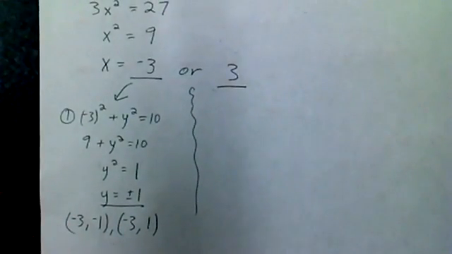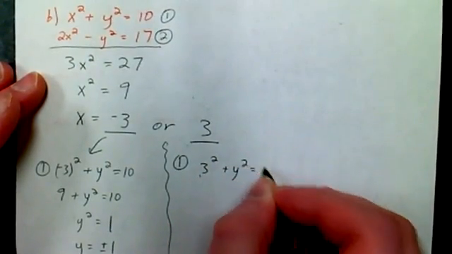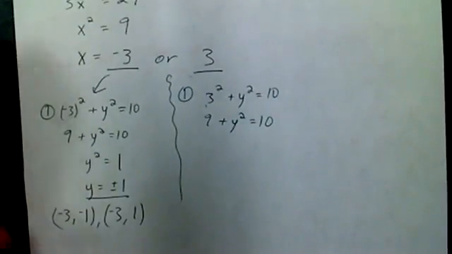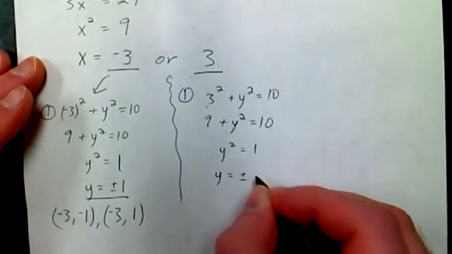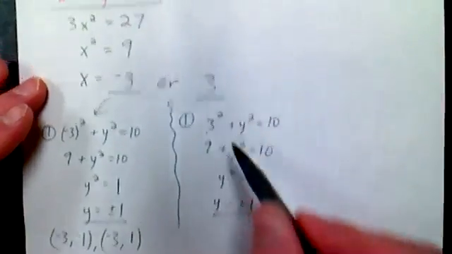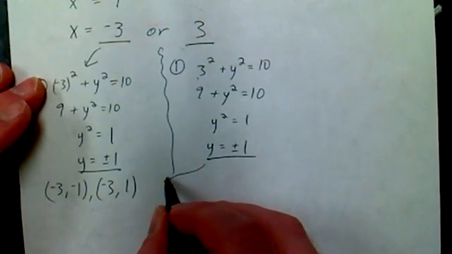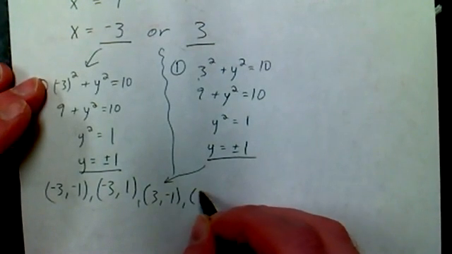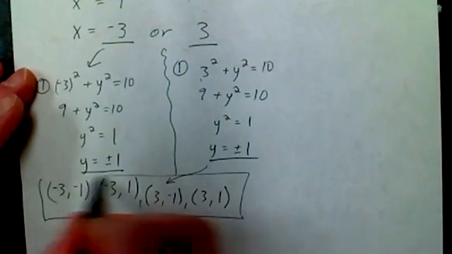Let's see what I get from x equal to 3. Once again, using equation 1 from above, 3 squared plus y squared equals 10. You can see that it's the same exact story as on the other side, because of that squaring. Y squared equals 1, so once again, y equals plus or minus 1. So when x is equal to 3, we got two y values. I'll add them to what I got over here: 3 comma negative 1 and 3 comma 1. I have 4 solutions to this system.